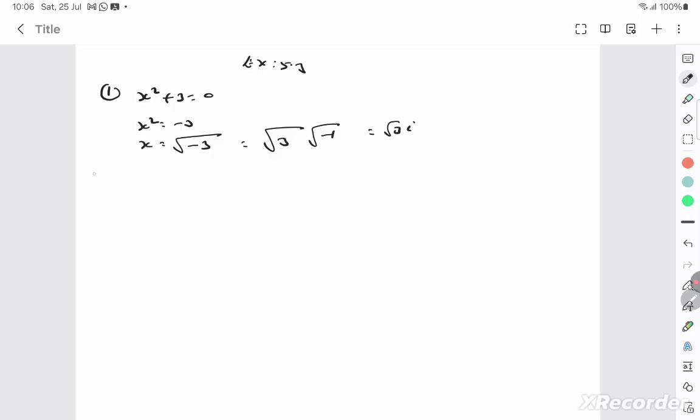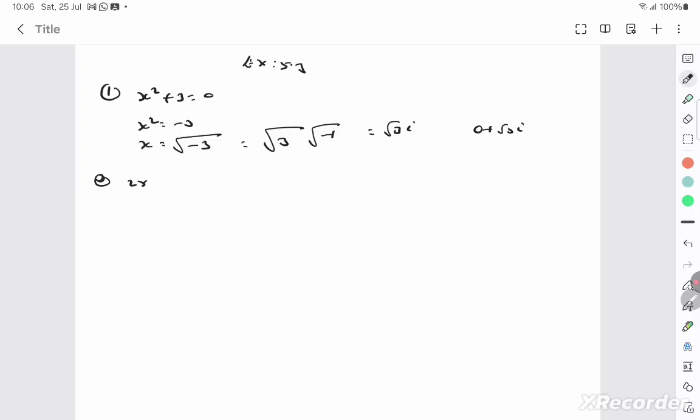So let's do exercise 5.3. The first question is x square plus 3 is equal to 0 in complex numbers. X square is equal to minus 3. X is equal to root of minus 3, which can be written as root of 3 into root of minus 1, which is root 3i, which means 0 plus root 3i.